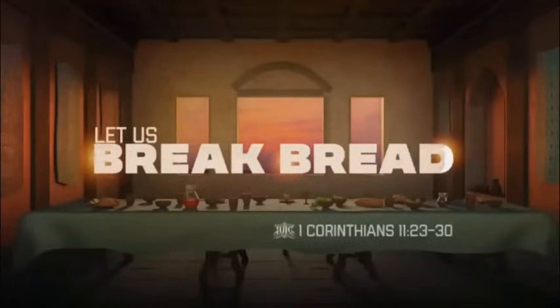For as often as ye eat this bread and drink this cup, ye do show the Lord's death till he come. Wherefore, whosoever shall eat this bread and drink this cup of the Lord unworthily shall be guilty of the body and blood of the Lord. But let a man examine himself, and so let him eat of that bread and drink of that cup. For he that eateth and drinketh unworthily, eateth and drinketh damnation to himself, not discerning the Lord's body. For this cause many are weak and sickly among you, and many sleep. In the name of our Lord and Savior Jesus the Christ, we thank and we pray. Amen.